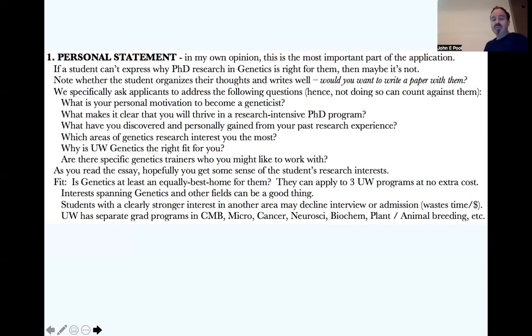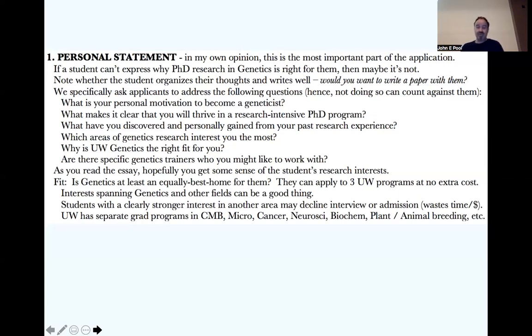I think I also highlighted this when we talked about the statement: I do care about the writing itself. I care about whether it is organized in a clear and logical way, and whether the writing is easy for me to parse and get meaning out of. I encourage our committee members to consider the same question that I highlighted a few weeks ago. Would you want to write a paper with them? Because that's a very realistic consideration, especially for the faculty on the committee.